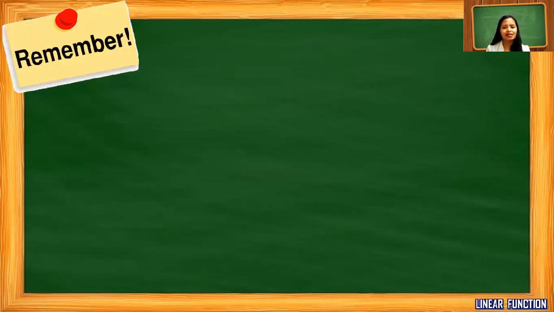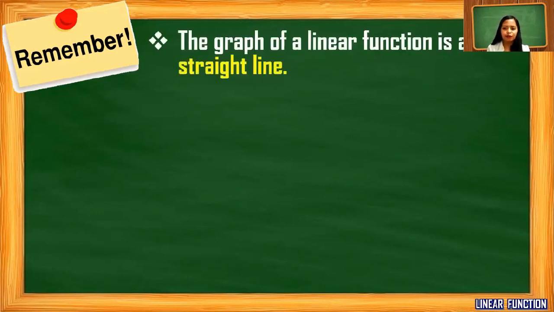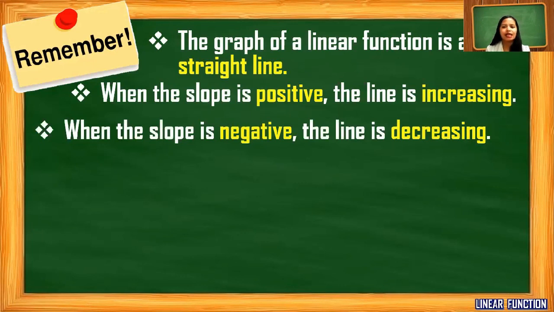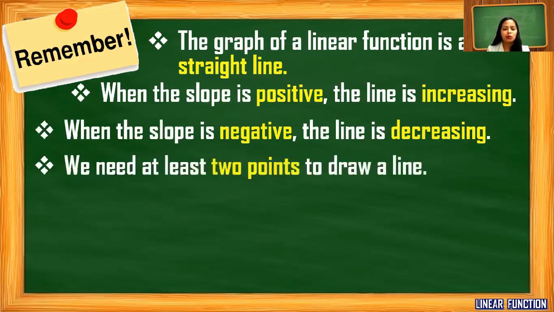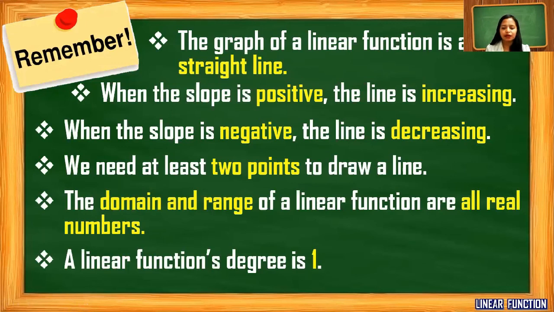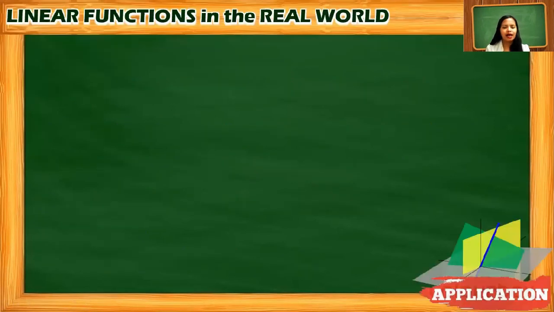So before we end this video, let me give you some key points to remember when we talk about linear function. The graph of a linear function is a straight line. When the slope is positive, the line is increasing. When the slope is negative, the line is decreasing. We need at least 2 points to draw a line. And the domain and range of a linear function are all real numbers. And a linear function's degree is 1. Now, let's proceed to the linear functions in the real world.